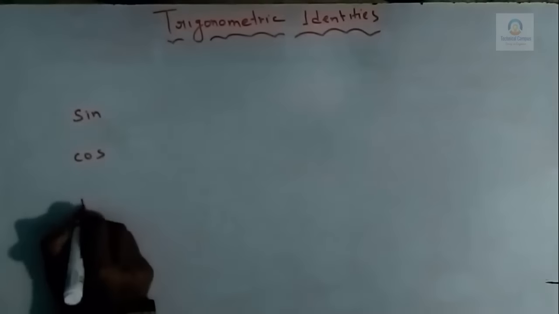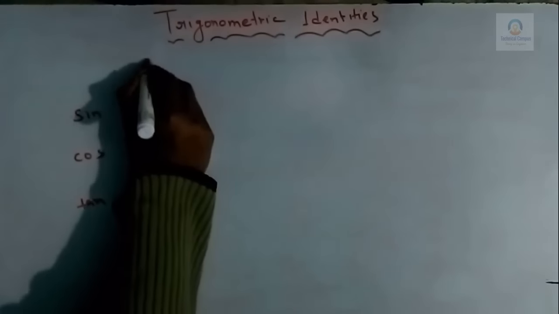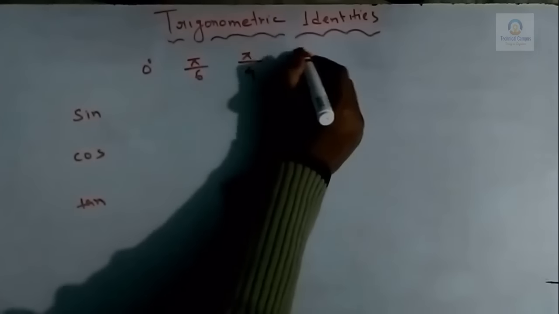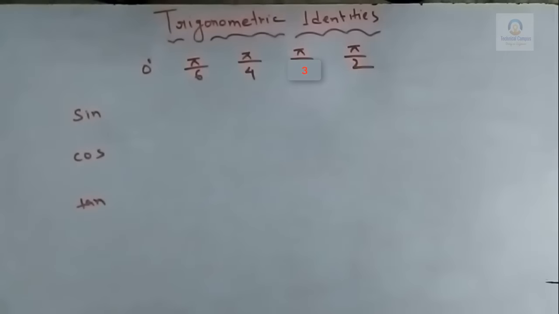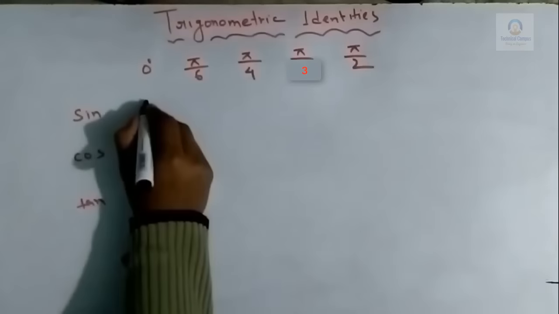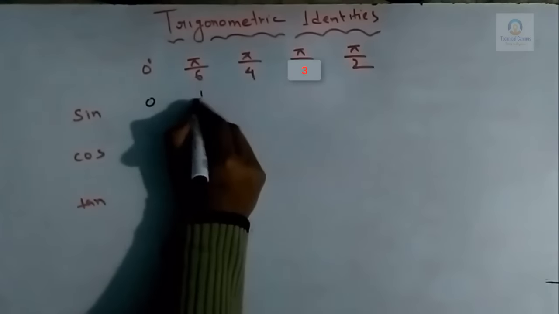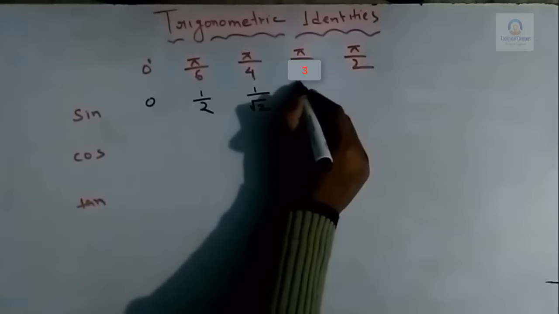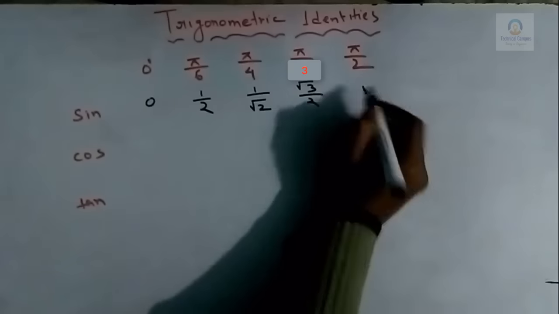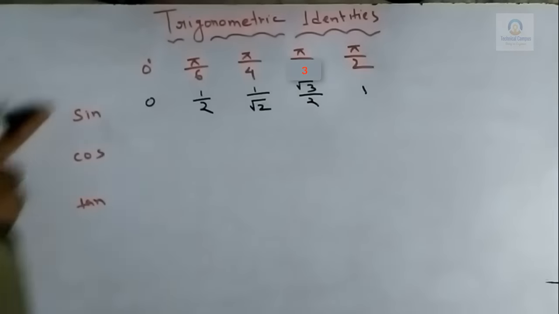Now let us revise one simple thing. Let us quickly revise the values of sine, cos and tan. The angles are 0 degree, 30 degree, 45 degree, 60 degree and 90 degree. The value of sine 0 degree is 0, sine 30 is half, sine 45 is 1 by root 2, sine 60 is root 3 by 2, and sine 90 is 1. You have to just remember the values for sine only.